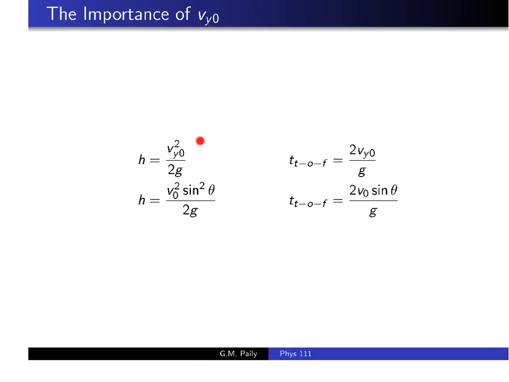All that the time of flight depends on is Vy0. In both cases, of course, I'm assuming that g is constant. But assuming that g is constant, all that determines how high a projectile goes and how long it is in the air is Vy0. This is quite important, especially when you compare two different projectiles.